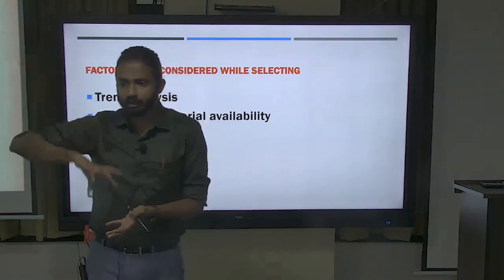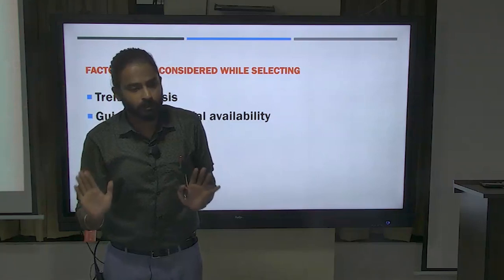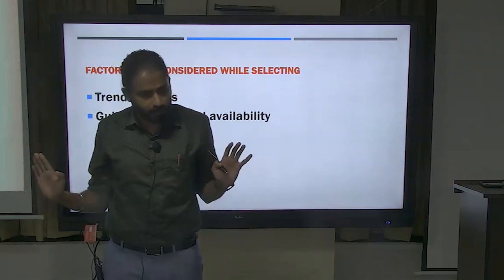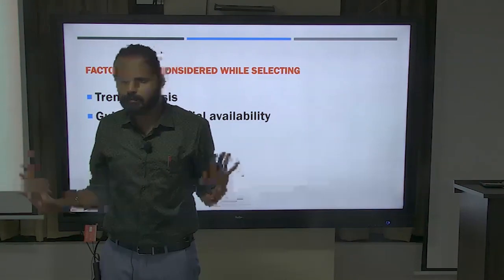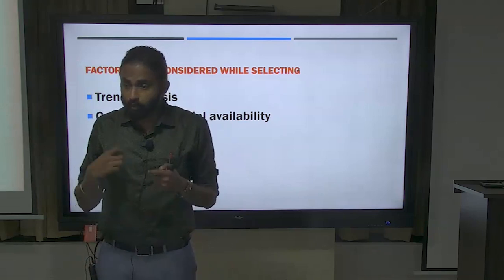Post-graduation is how many years? Graduation plus post-graduation is 5 years. You have to finish this in 4 months. Right, we are going to study the whole content, all optionals, not just public administration. All optionals are like that. 4 years of engineering, you have to finish in 4 months. Right, so this is one aspect.